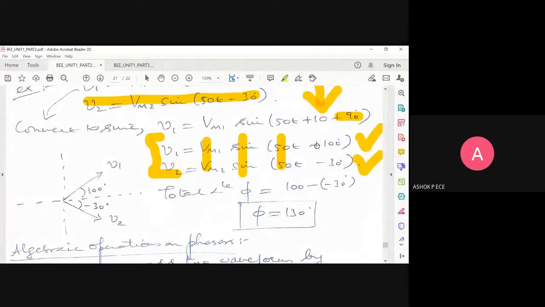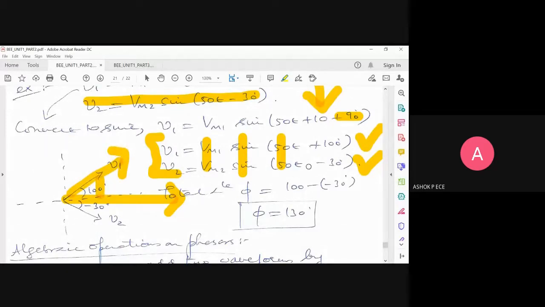Leading from where? Leading means you should have some reference, right? It is leading from your reference axis. The reference axis is 0 degrees, the positive x-axis. From the positive x-axis, it is going to lead by 100 degrees. So see here, I have marked V1 and the angle is 100 degrees.